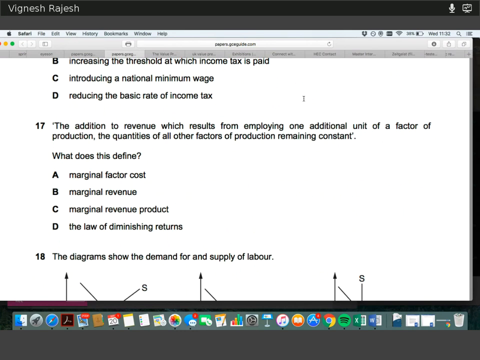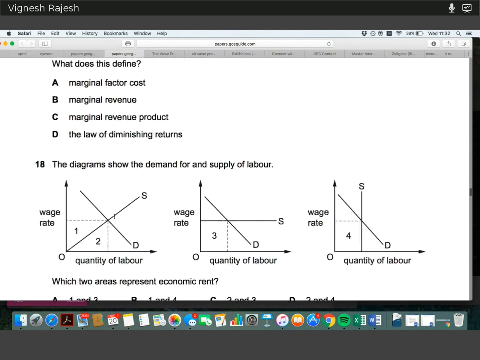Okay, question 17. This is something you've got to learn as a definition, but it's somewhat easy to deduce because it's talking about addition to revenue. So you immediately know it's not a cost thing, nor is it talking about a law. So it's either marginal revenue or marginal revenue product. We know that marginal revenue is the addition to revenue from an increase in quantity, and that's quantity of output. But this is not referring to that. It's referring to increasing the quantity of an input factor of production, which is the marginal revenue product. That's the definition of it. So you can deduce that the answer to 17 is C.